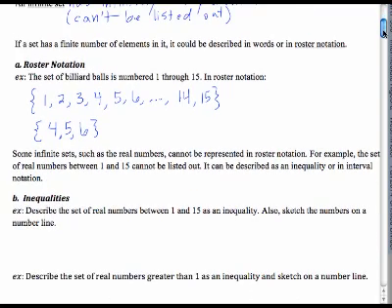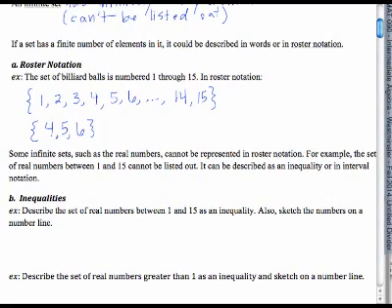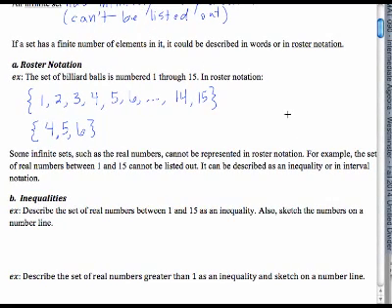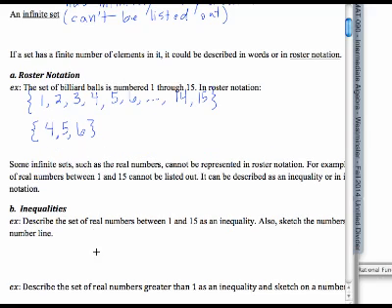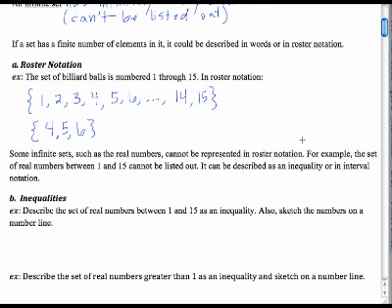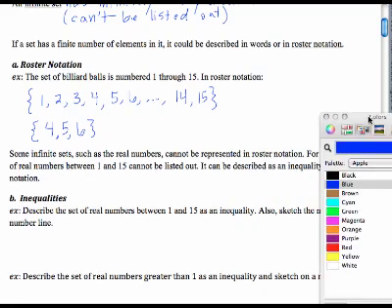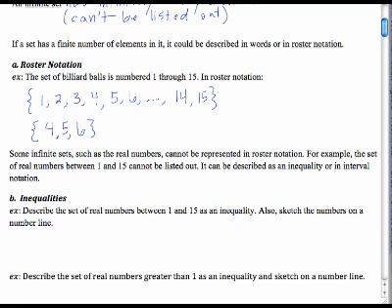Infinite sets can't be listed, but they can usually be described with an inequality or in interval notation, which we'll do next. Okay, so an inequality, I'm sure you've seen this before at some point. You have to have a variable, so let's just use x. Say we want to describe the set of real numbers that are between 1 and 15 as an inequality.